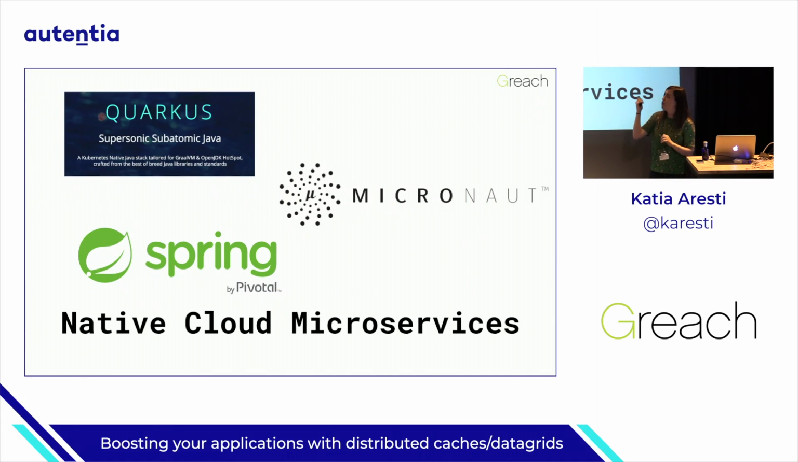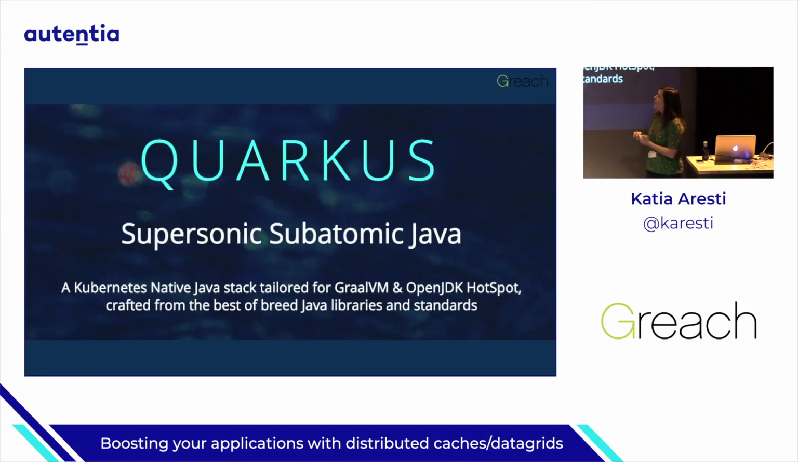Who knows Quarkus or has heard about Quarkus so far? Yeah, so Quarkus is being released in version 1.0. Now it's in version 0.12. It's not a stable version yet, it was released about 3 weeks ago, so it's really new. Quarkus is a supersonic subatomic Java. That's the website. It's built with the idea of having a Kubernetes native Java stack for GraalVM and OpenJDK, built on the best libraries and standards.